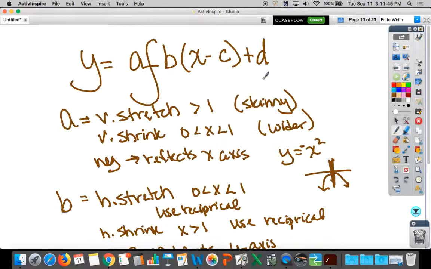Remember your transformations. So you might want to write that down. So A is your vertical stretch. If A is greater than 1, it makes it skinnier. A is a vertical shrink if it's a proper fraction, like 1/2, 1/3, 2/3, 7/8, and it would make it wider. And if it's negative, it reflects across the x-axis. So this negative x squared gets flipped upside down.